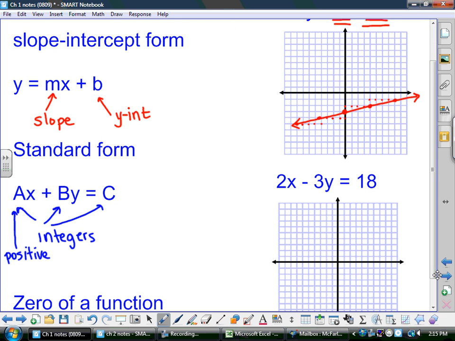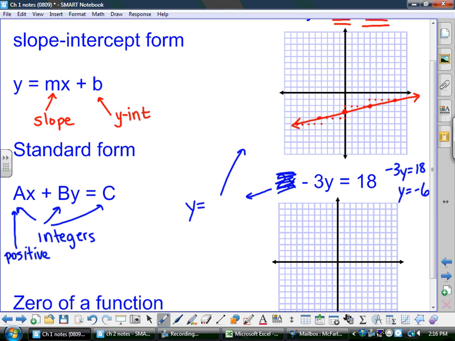One choice would be to change this equation into y equals form, and then graph it the way we did the first example. The other choice would be to find the x-intercept and the y-intercept, and sometimes that's called the cover-up method. If I cover up the x's, I just have -3y equals 18, so y would equal -6.